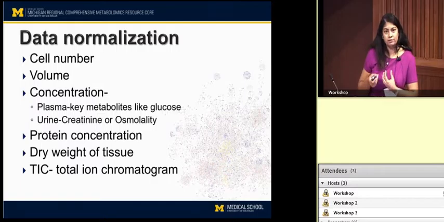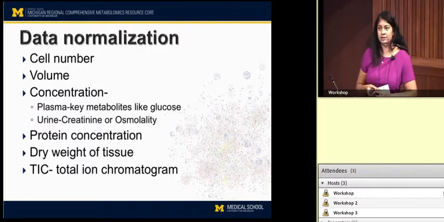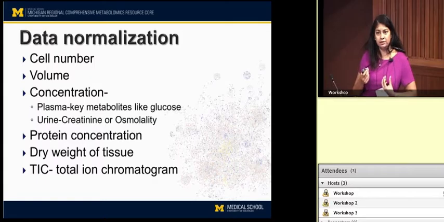Sometimes dry weight of the tissue is more ideal, especially things like fecal material. You might need to do the dry weight of the fecal sample to see that you have the same amount of sample across the board. Sometimes you have not thought of this before. You can try to use the total ion chromatogram the machine generates as a way to standardize for your answers.